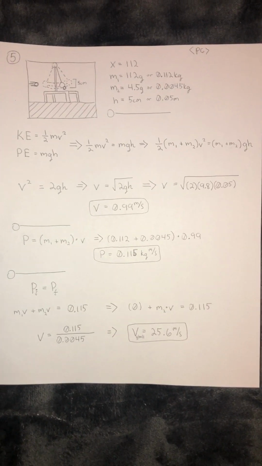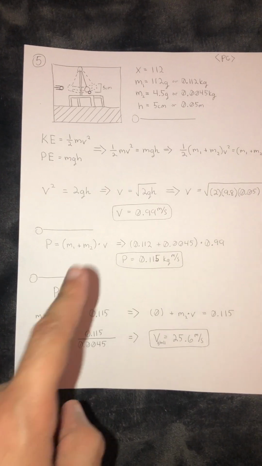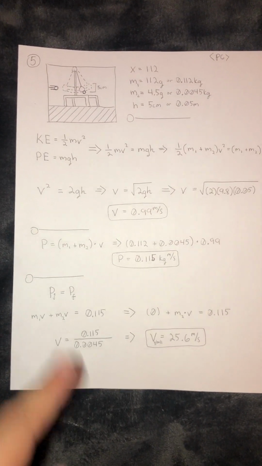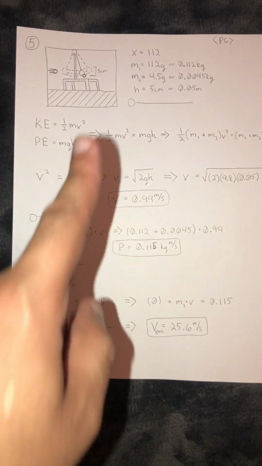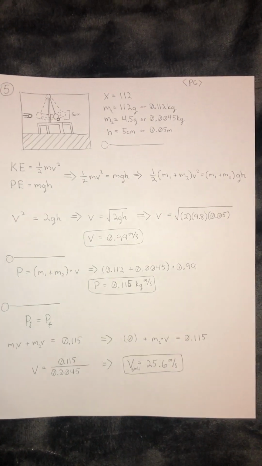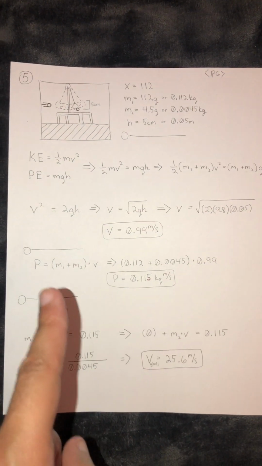In order to solve this, I initially started with kinetic and potential energy to solve for the velocity that is within both the gum and the ballistic pendulum itself. And then from that velocity, since I already know the masses given by the question, I can then solve for the momentum.